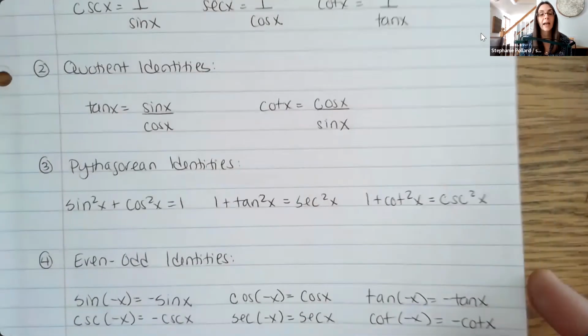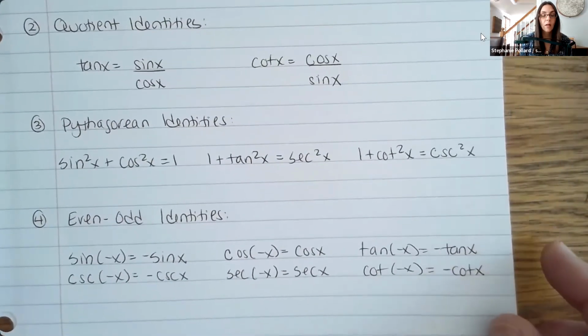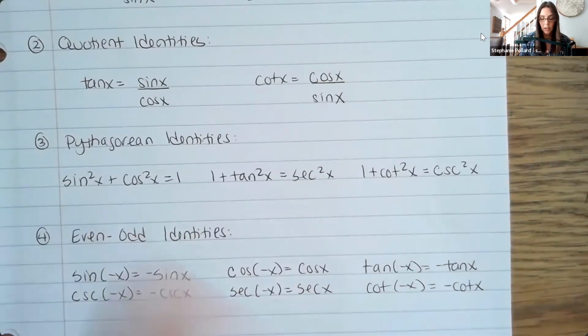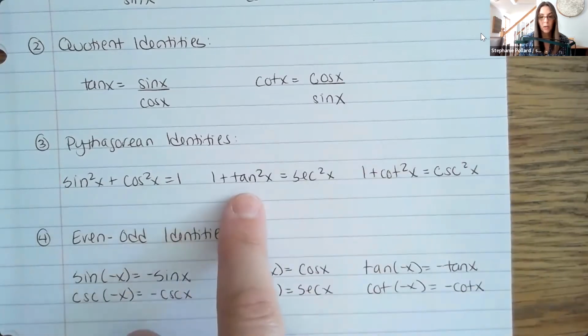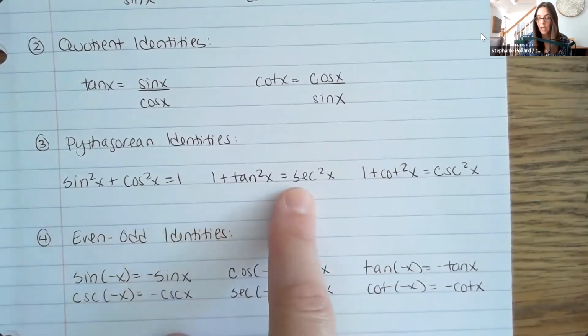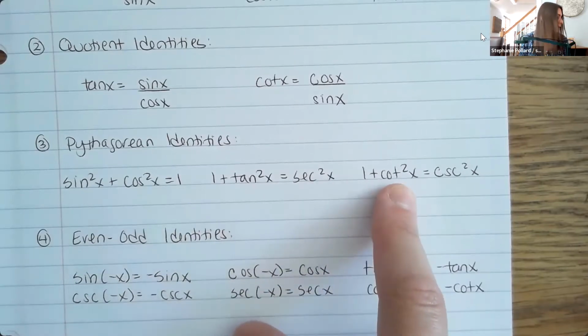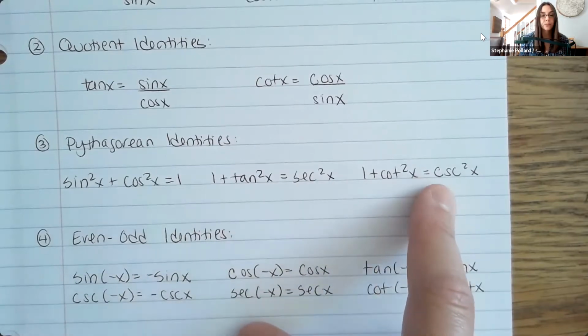We've seen the Pythagorean identities as well. The most common is sine squared plus cosine squared equals 1, but the others are also helpful: 1 plus tangent squared equals secant squared, and 1 plus cotangent squared equals cosecant squared.